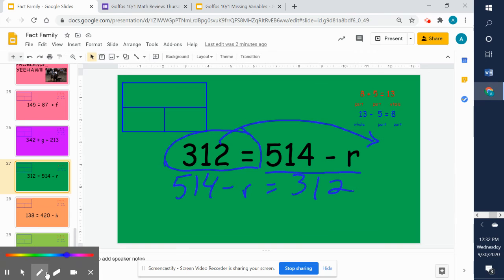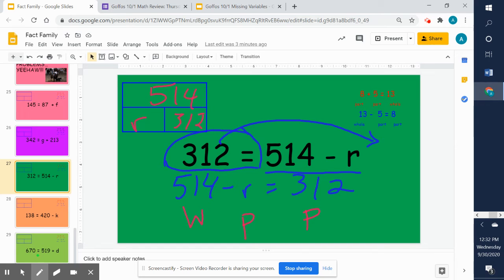Then I need to label each part. So we have a subtraction sentence. So we are doing a whole minus part equals part. I'm going to put it in my box, 514, R, and 312.